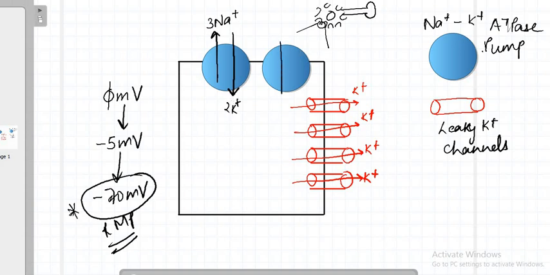Okay, so what they do is they allow 3Na+ to move out and 2K+ to enter inside the membrane. Suppose we have started with 0 millivolts. Initially there was no difference across the cell membrane. As soon as the sodium potassium ATPase pump has been activated, it has allowed 3Na+ to move out and 2K+ inside.